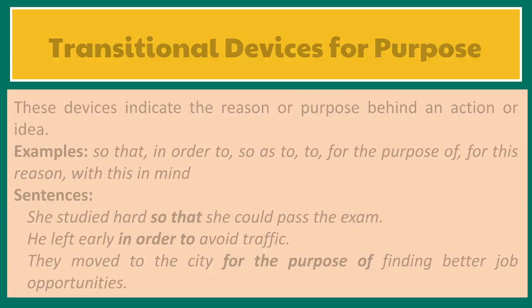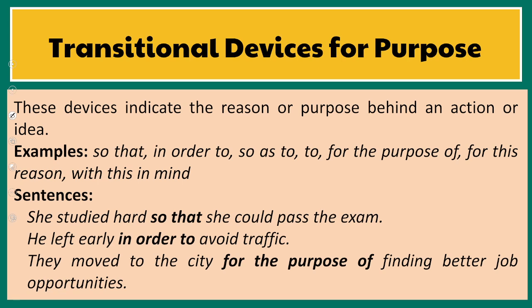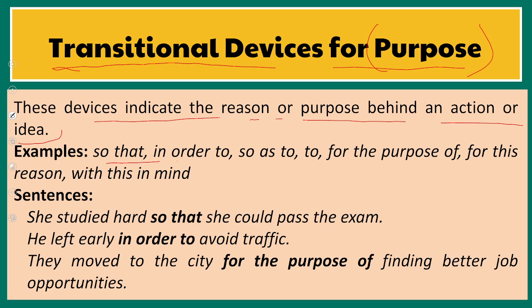So let's find out transitional devices for different purposes. Firstly, we have the category transitional devices for purpose. How do transitional devices connect the idea with its purpose, how do they connect the reason and the purpose, the cause and effect? Let's find out. These devices indicate the reason or purpose behind an action or an idea, like so that, in order to, so as to, for the purpose, for this reason, with this in mind. So these are the transitional devices for purpose, and let's find out how they are used in these exemplary sentences.